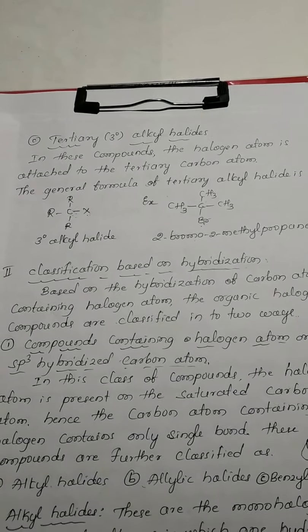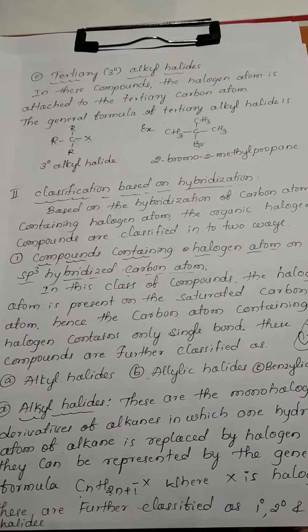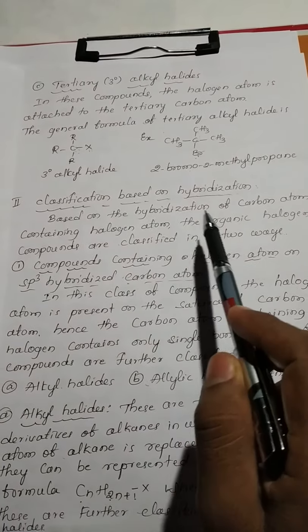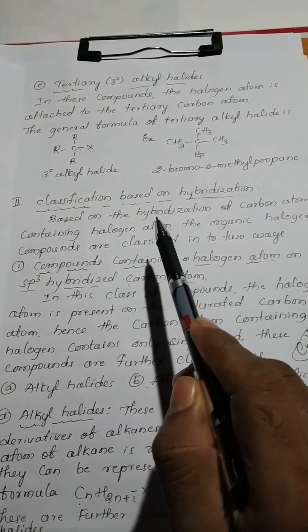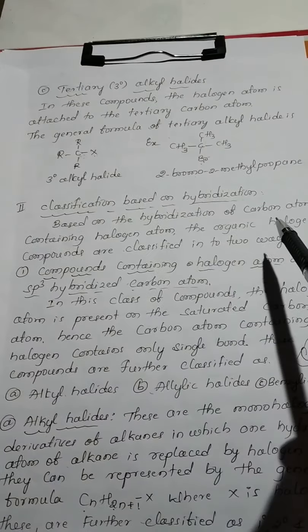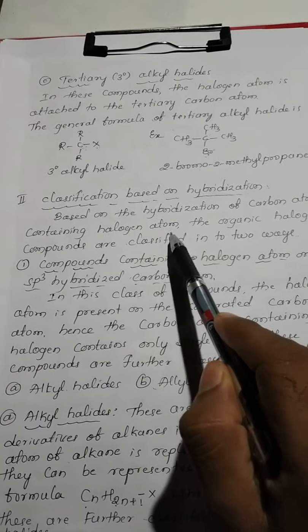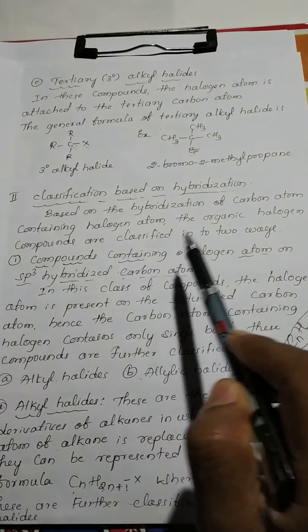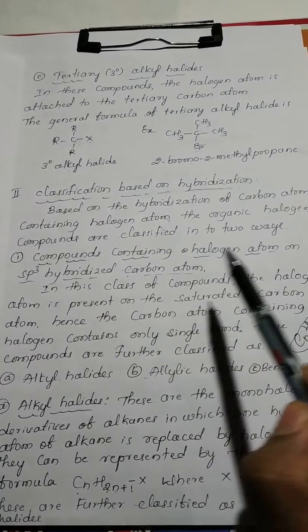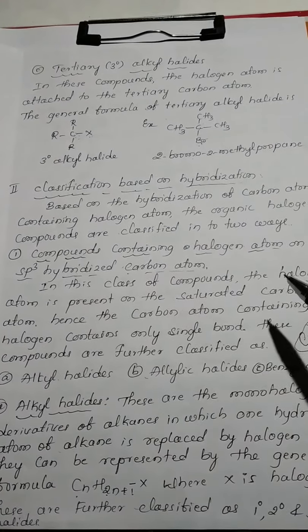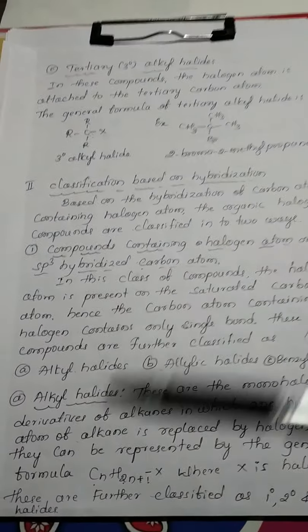Next is classification based on hybridization. Okay. Based on the hybridization of the carbon atom containing the halogen atom, the organic halogen compounds are classified in 2 ways. One is compounds containing halogen atom on sp3 hybridized carbon atom. Second classification is compounds containing halogen atom on sp2 hybridized carbon atom. Okay. Let us study one by one. First, study about the compounds containing halogen atom on sp3 hybridized carbon atom.